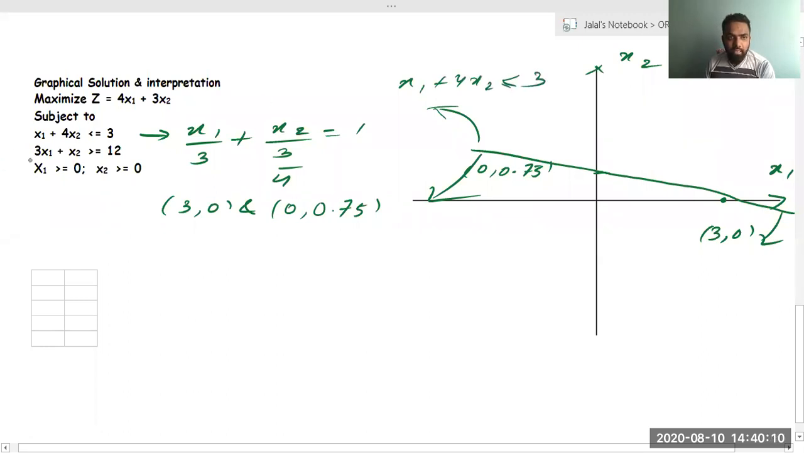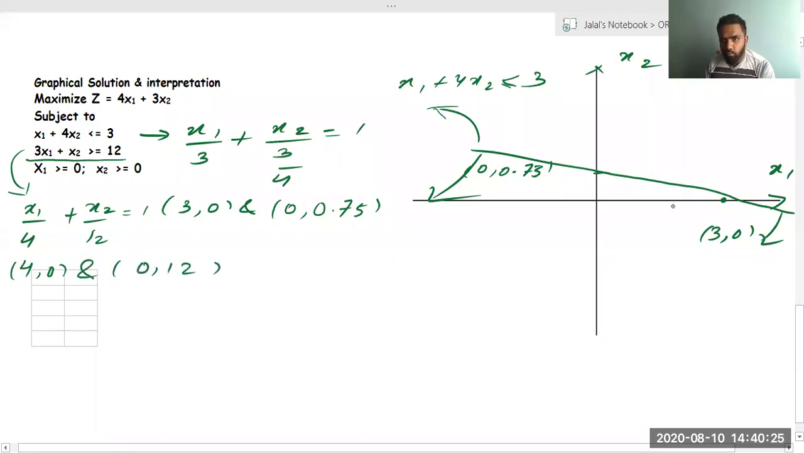This equation is x1 plus 4x2 is less than or equal to 3, right? Now I'll move to the second equation. What is my second equation? x1 by 4 plus x2 by 12 will be equal to 1. So what will be my coordinates? 4, 0 and 0, 12. So I'll put here 4, 0, and suppose this is my 0, 12, and I try to draw a line.